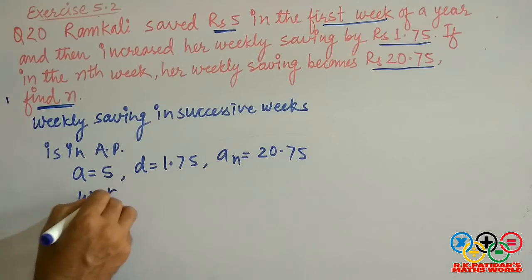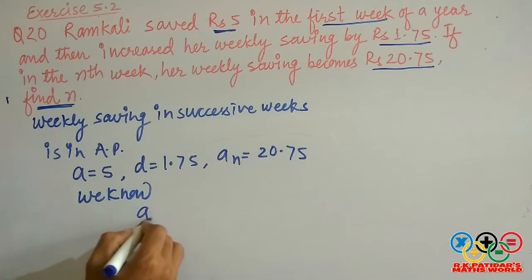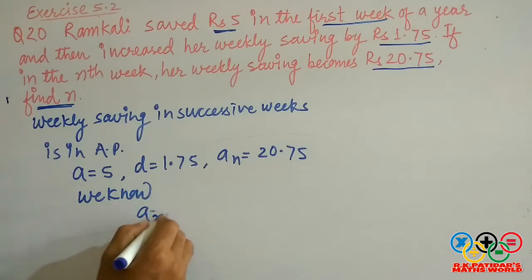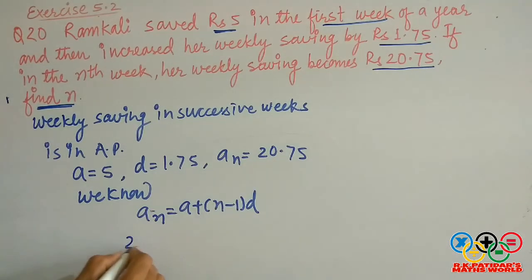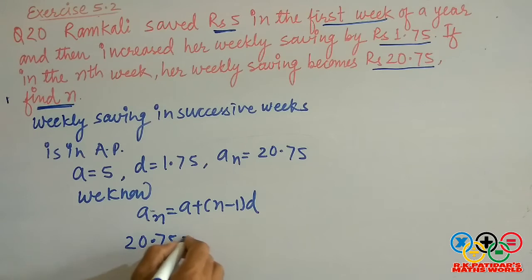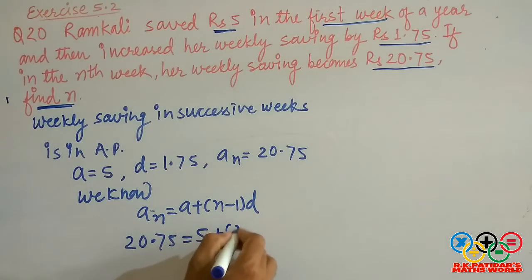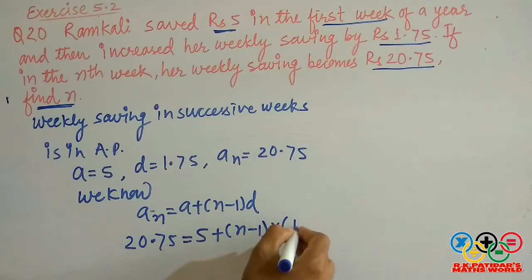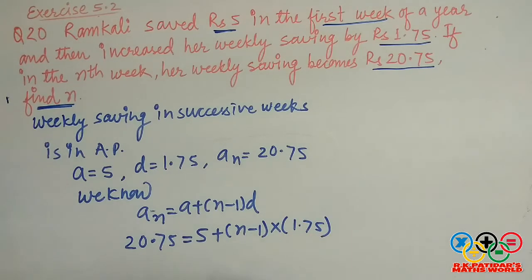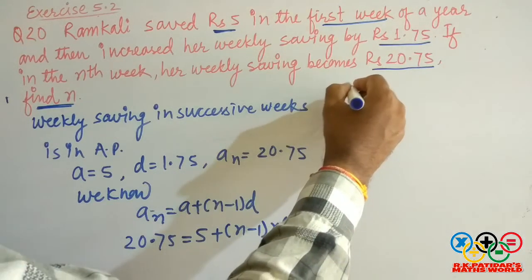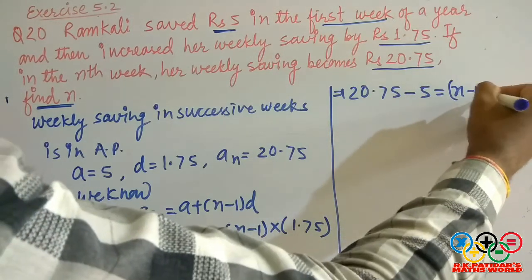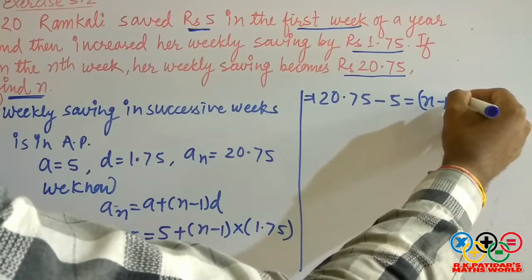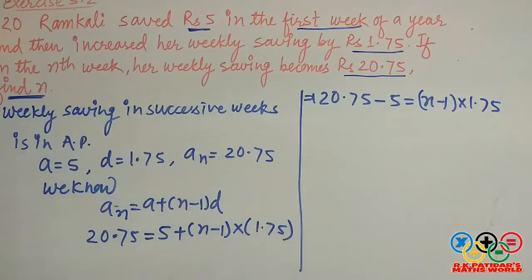So we know the formula an is equal to a plus (n minus 1)d. An is what? 20.75 is equal to a, where a is 5, plus (n minus 1) into d. The value of d is 1.75. See, transpose 5 to this side, so it is 20.75 minus 5 is equal to (n minus 1) into 1.75.